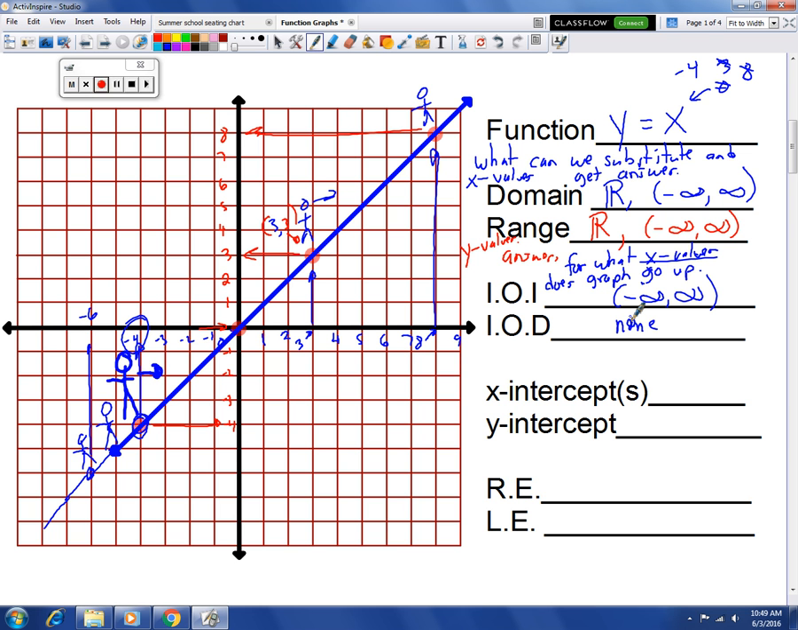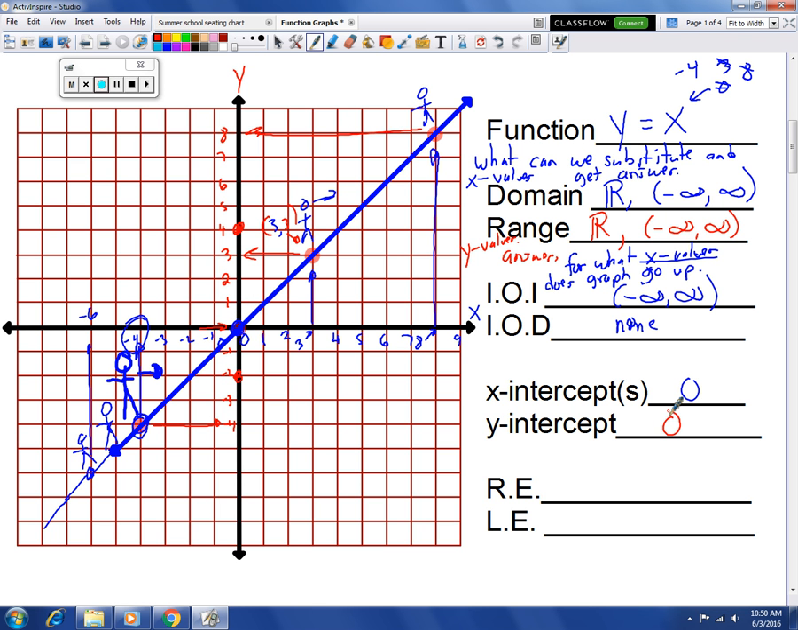X-intercept. Where does this blue line cross the x-axis? Again, the x-axis is the black line going left to right, horizontal. It's crossing right here at the origin. Where is that on the x-axis? That's at x equals 0. So the x-intercept is 0. The y-intercept, where does it cross the y-axis? The y-axis is going up and down. No, it's not crossing up here at 4. No, or down here at negative 2. No, it's crossing at 0 on the y-axis also.